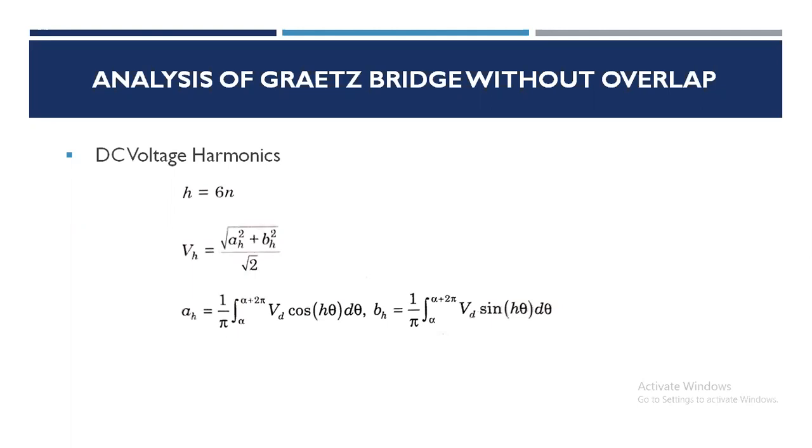The harmonic RMS value in the DC voltage is given by Vh equals root of Ah square plus Bh square upon root 2. This is as per the Fourier series. Ah is 1 upon pi integration from alpha to alpha plus 2 pi of Vd cos of h theta d theta, and Bh is 1 upon pi integration from alpha to alpha plus 2 pi of Vd sine of h theta d theta.